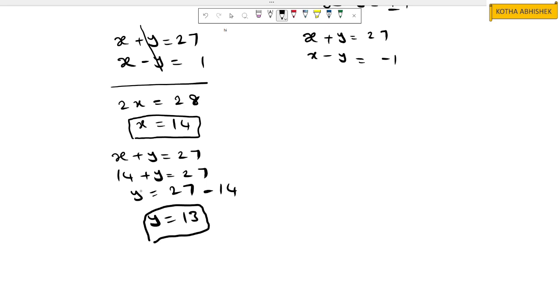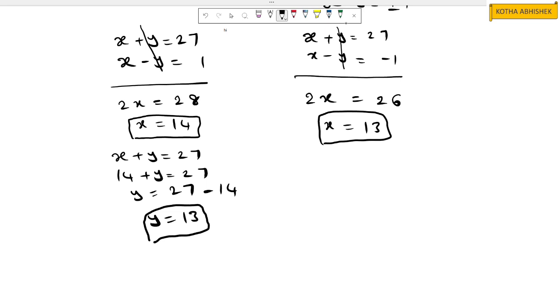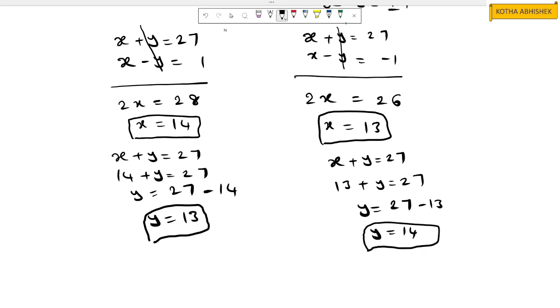Now let us move to the second case where we took x minus y value as minus 1. So I'm solving these two equations. X plus x is 2x, plus y minus y cancel, equals 27 minus 1, which is 26. So x value will be 13. Now substituting this x value in one of the equations, I'm taking the first equation, x plus y equals 27. So x is 13 plus y equals 27. So y equals 27 minus 13, taking 13 to the right side. So y value is 14. In the first case, x is 14 and y is 13. In the second case, x is 13 and y is 14.